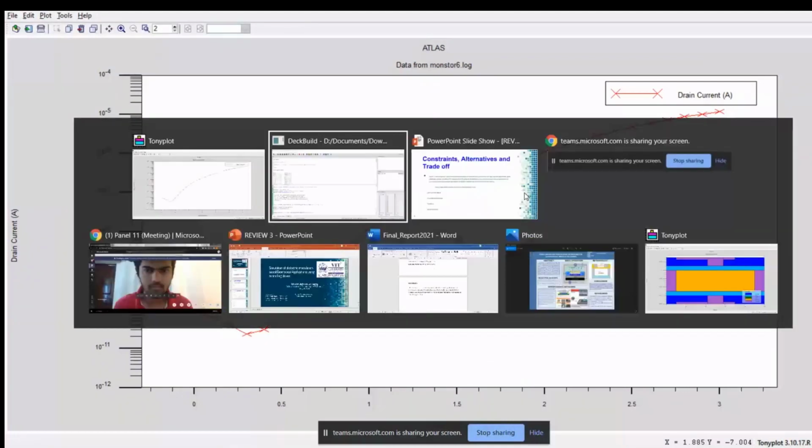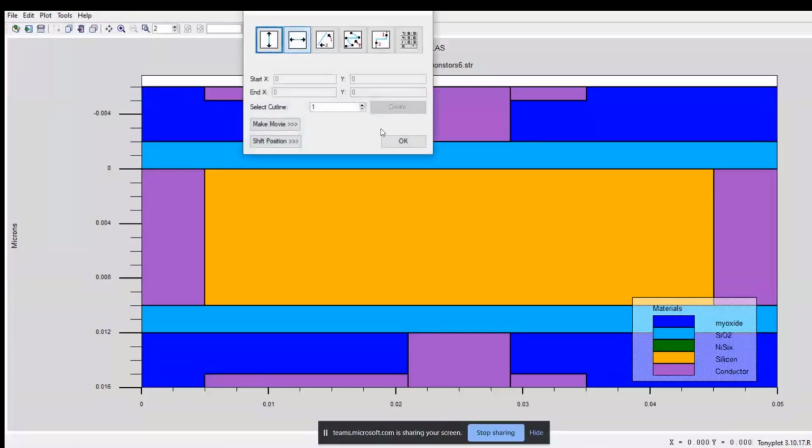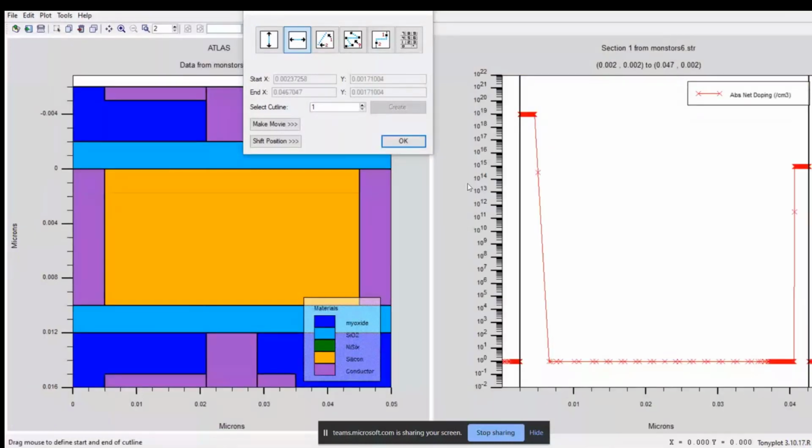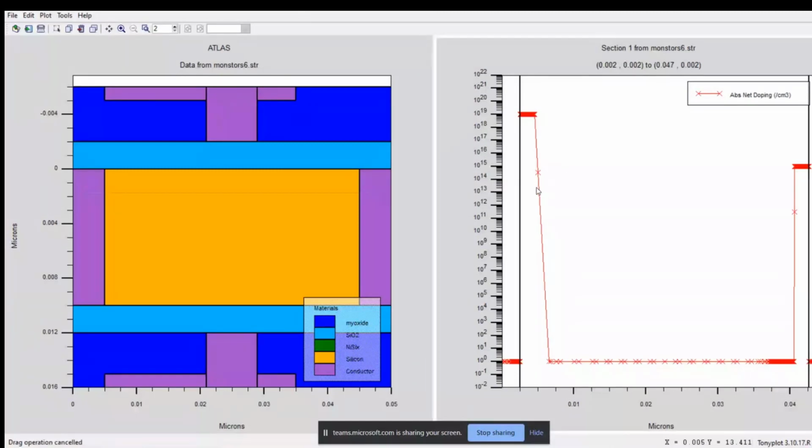And after this is the structure. This is the structure you can see, the one that I have implemented. When I go to tools and cutline, to cut through this channel, we'll see the different electrical parameters it has to show. After this is the doping.